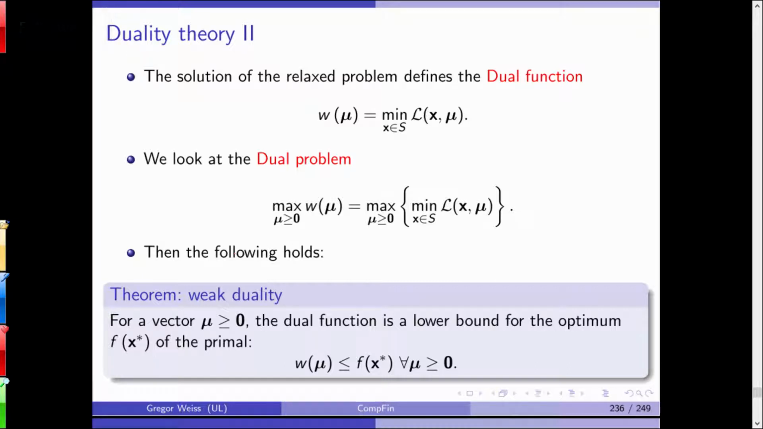The solution of the relaxed problem defines the dual function, which in this case means if we take a Lagrange multiplier vector mu, then the function value of the dual function gives the optimal vector x with which the Lagrange function, together with this mu, is minimal.